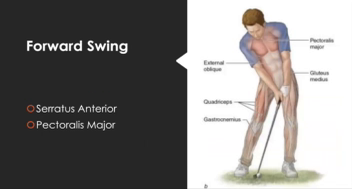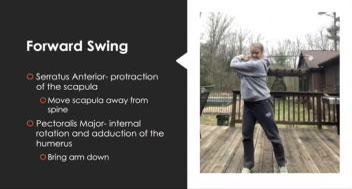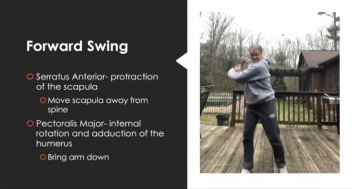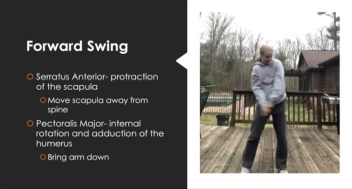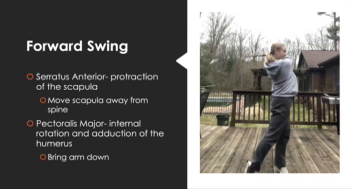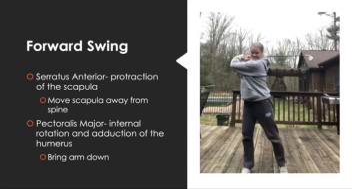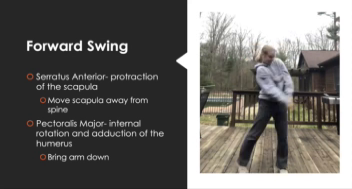In the forward swing, the muscles that we talked about that are involved are the serratus anterior and the pectoralis major. During this motion, your serratus anterior protracts the scapula, which helps move the scapula away from the spine. And the pectoralis major internally rotates and adducts the humerus. So this just helps bring the arms down from your backswing position so you can follow through and hit the ball.